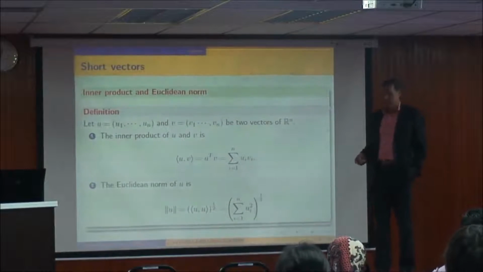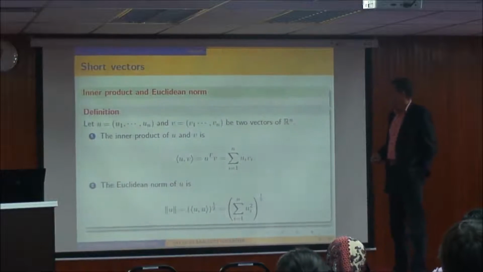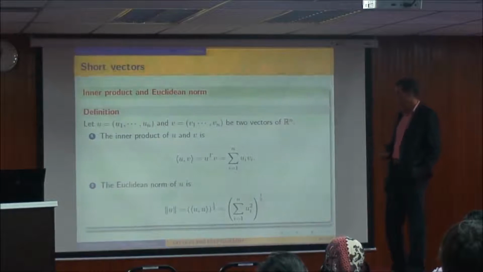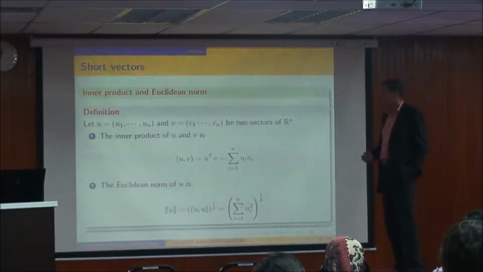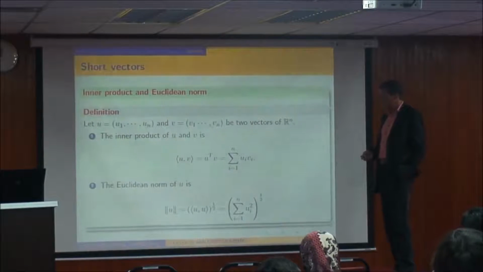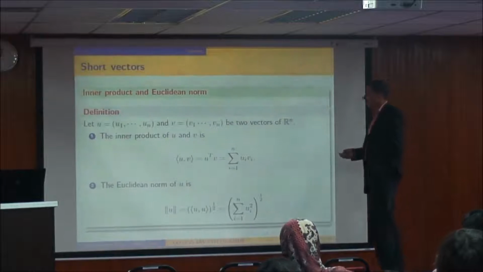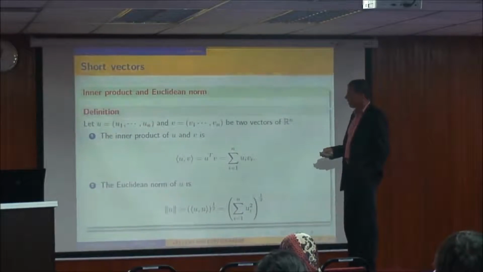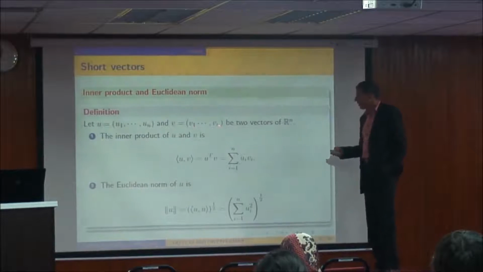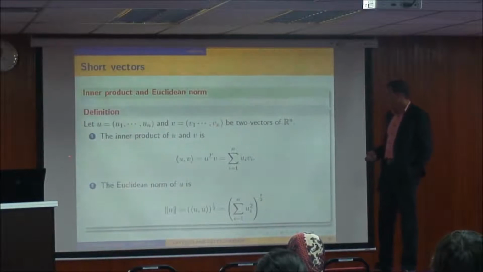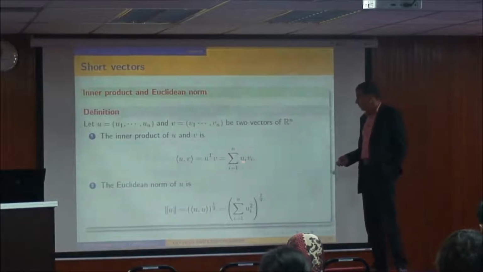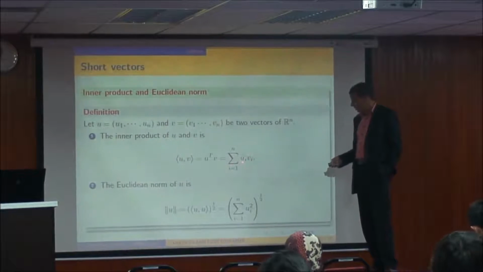Now we will give a correct definition for the fact that one basis is better than another, but for that we need some definitions. The first definition is about the inner product of two vectors. If you have a vector U = (U1, ..., Un) and another vector V = (V1, ..., Vn), then you can get the inner product of U and V by simply computing this sum.